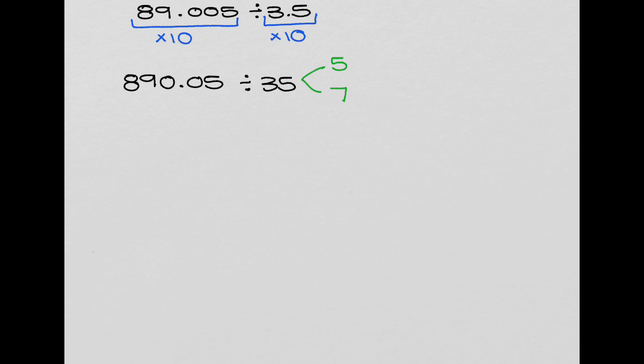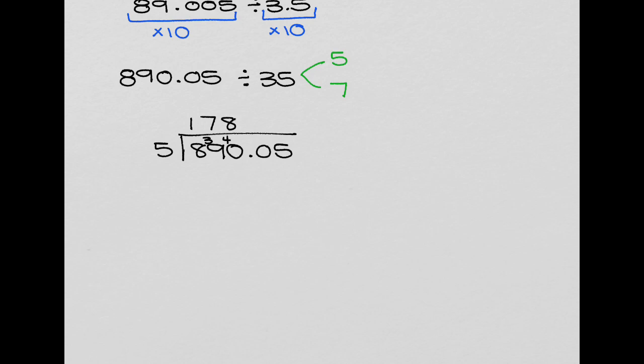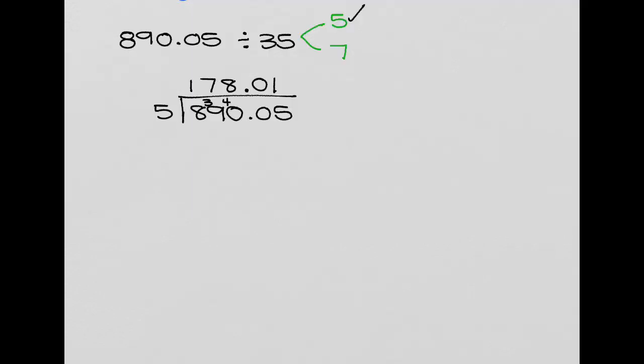So to start, I'm going to say 5 into 890.05. All right? So 5 goes into 8 once, remainder 3. 5 goes into 39 7 times, leaves me with a remainder of 4. 5 goes into 48 times. We're going into the decimals now. 5 does not go into 0, so that's 0 times. 5 goes into 5 once.